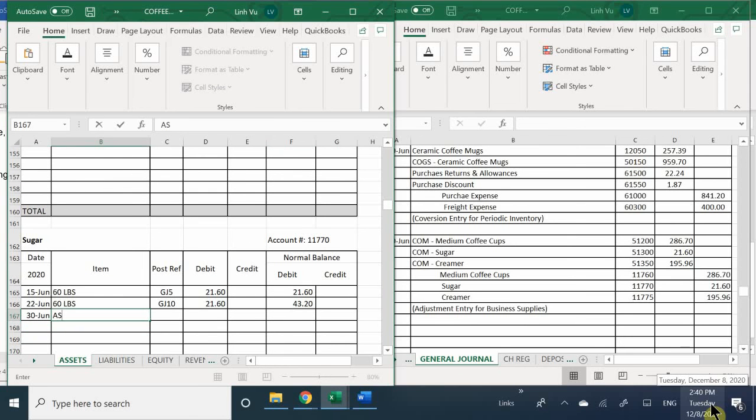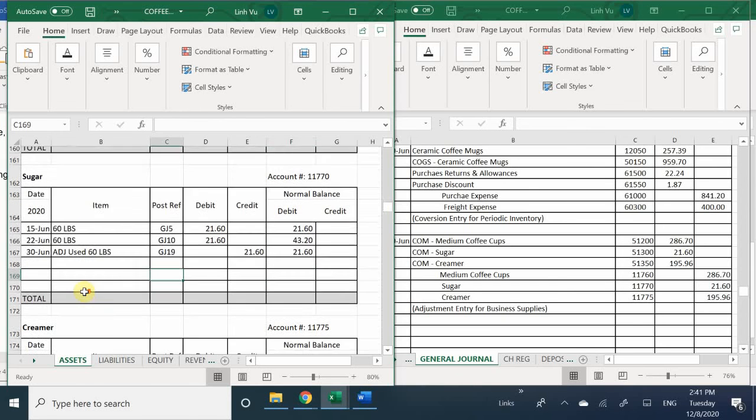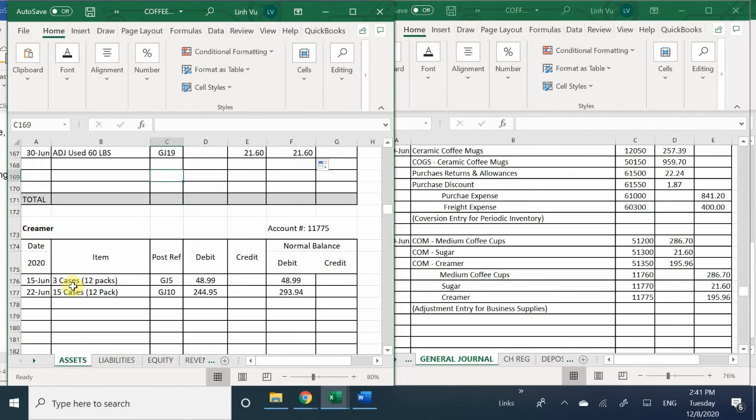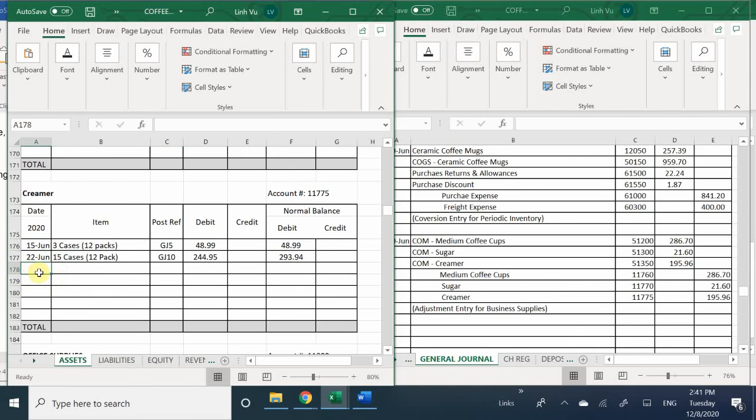Here, 11,770. The date. Accounts. And then in the credit column of 2160, bringing the total to 2160. Okay. Last but not least, go ahead and fill out your creamer.